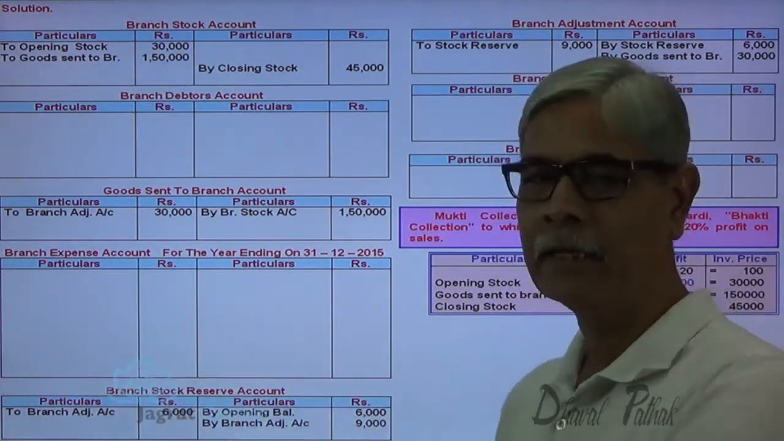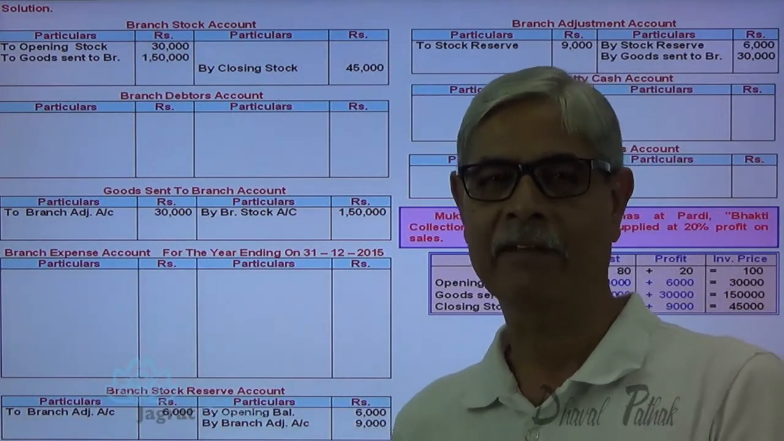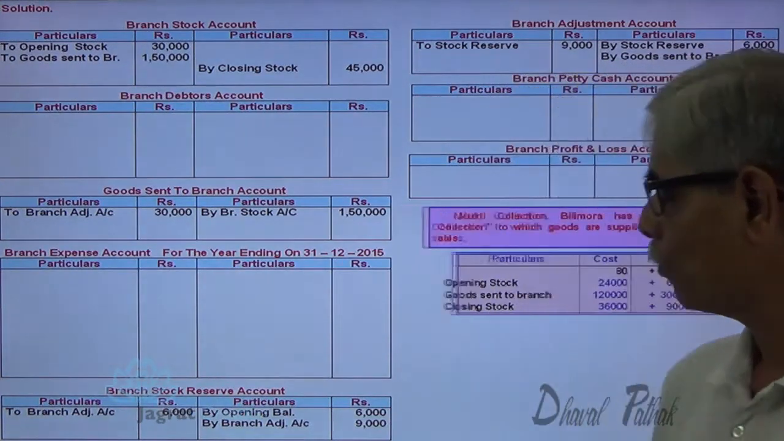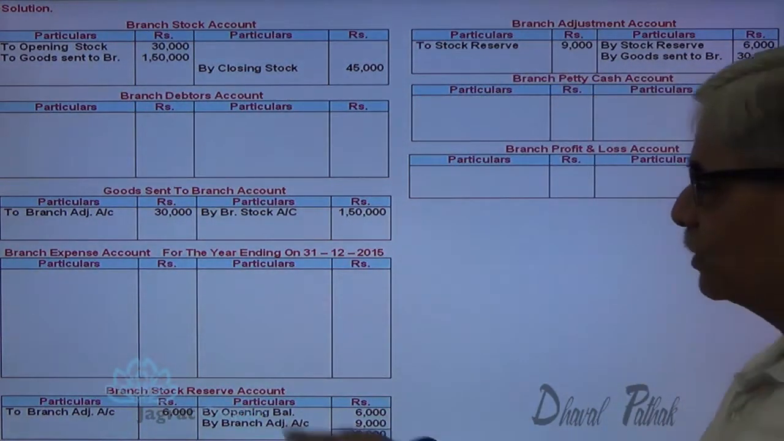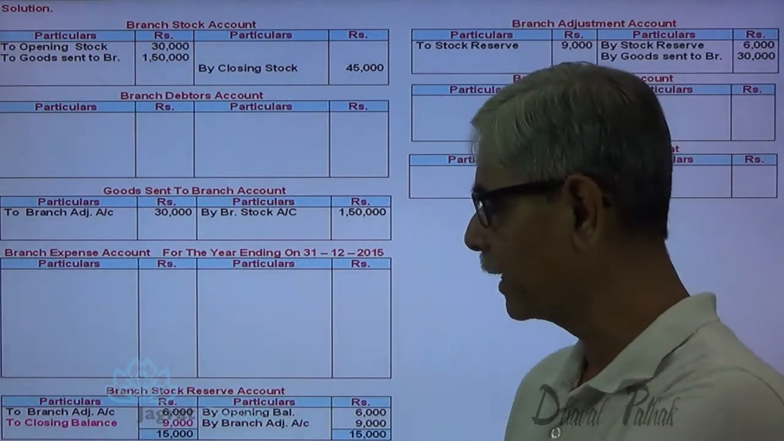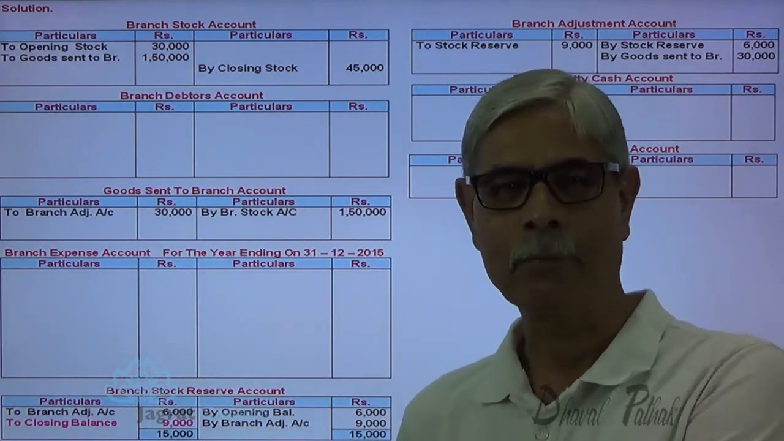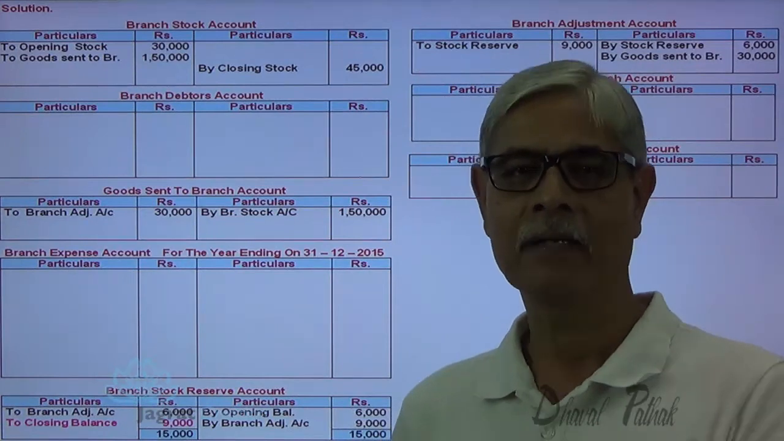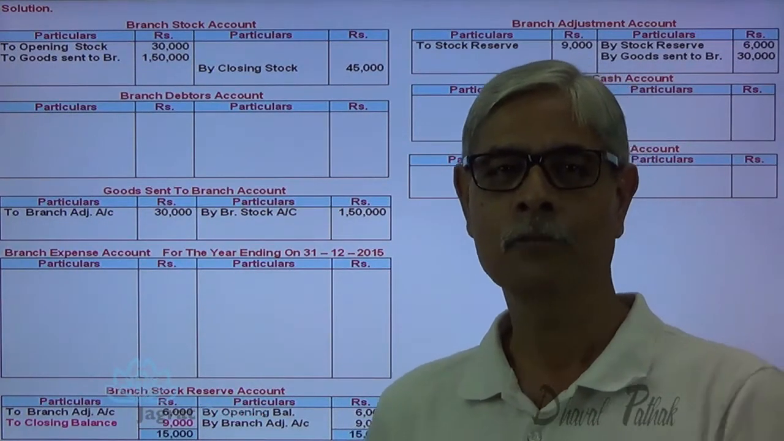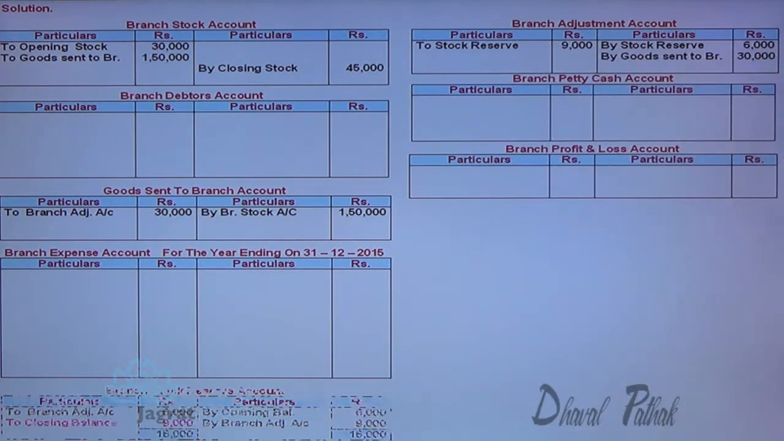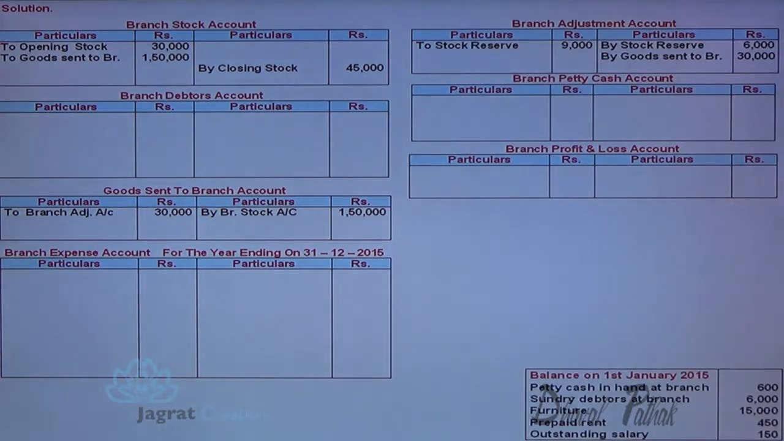So let me close and remove it from here because I will require space to write other accounts. So 15,000. Closing balance of stock reserve account will be 15,000. This is how stock reserve account is closed. I will demonstrate this if required in the last part of the sum. Now transactions during the year. Petty cash on hand, that will be recorded as opening balance in petty cash account.